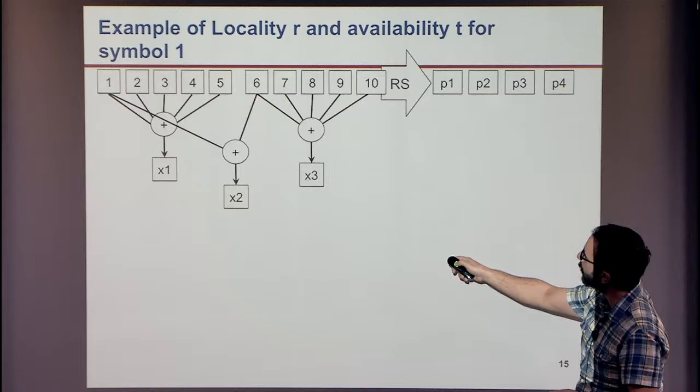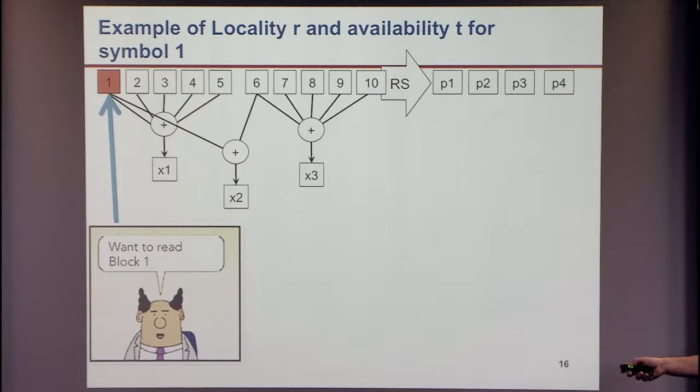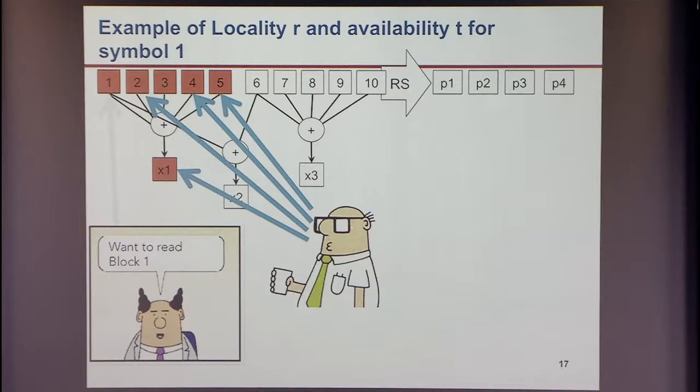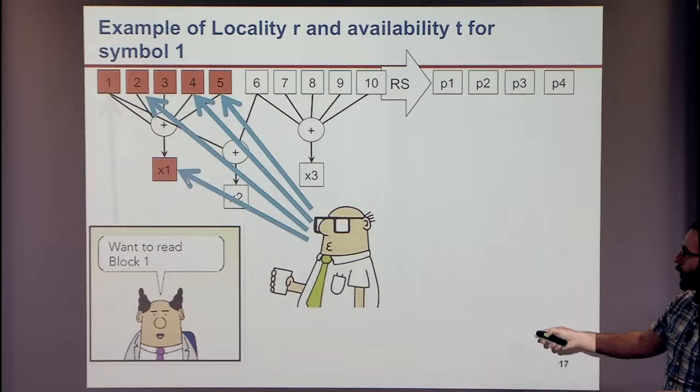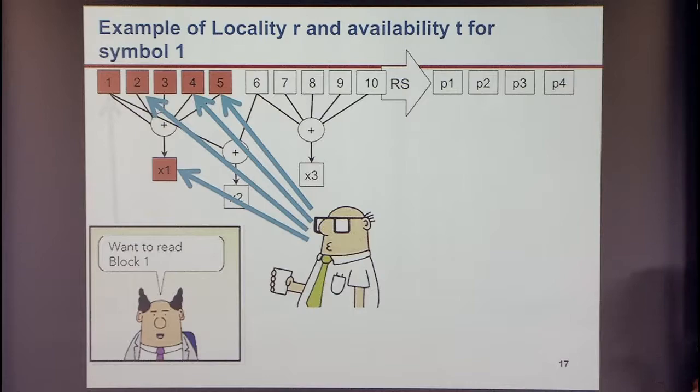So I have the boss, and the boss wants to read block 1, so he does the systematic read. But now that he does the systematic read, this symbol is busy, or the server that is storing this packet is busy. And now you have Wally. Wally also wants to read symbol 1, but he can't read it systematically because the server is busy serving another job. So he can read it in parallel by using this repair group: 2, 3, 4, 5, and X1. He reads those and XORs them together, and he gets a parallel read. And now all these servers are busy.